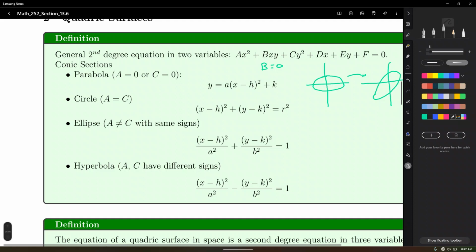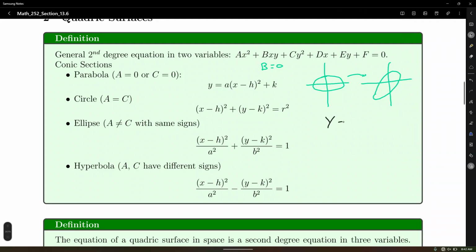So, what about y equals 1 over x? What's the graph of this? Doesn't that look like this? Right? You've used that graph, that function, pretty much every day in calculus, right? But did you see that this is a hyperbola?